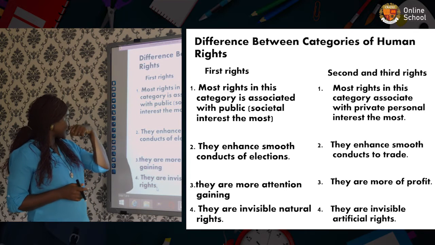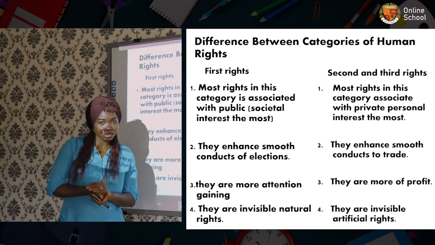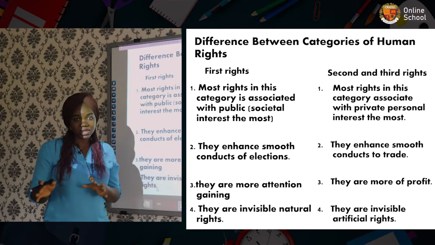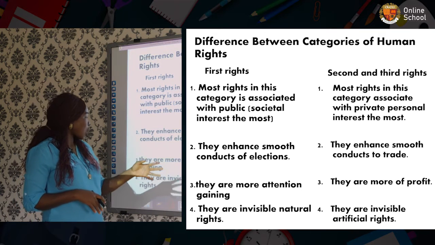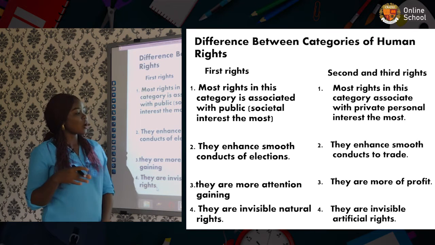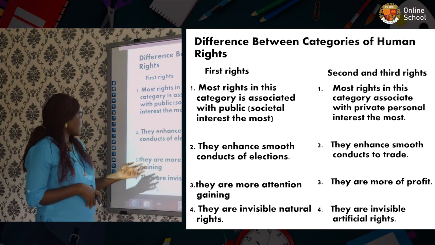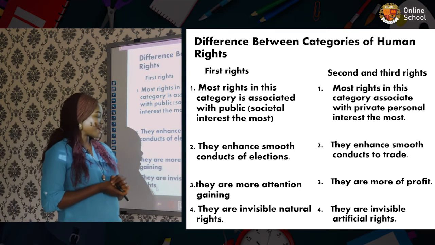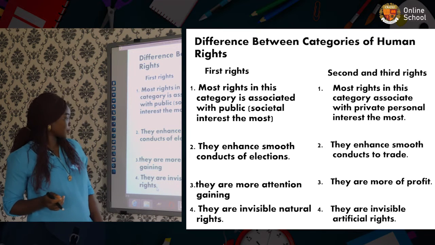The second difference is that the first right enhances smooth conduct of election, while the second right enhances smooth conduct of trade. The third difference is that the first rights are more attention gaining, while the second rights are more of profit. Then lastly, the first rights are invisible natural rights, while the second rights are invisible artificial rights.